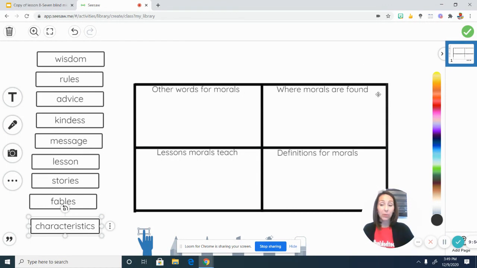All right. So remember, this is the list, group, label strategy for learning and remembering what new words mean.